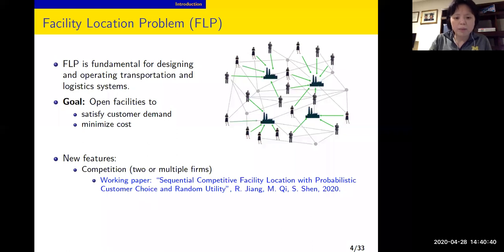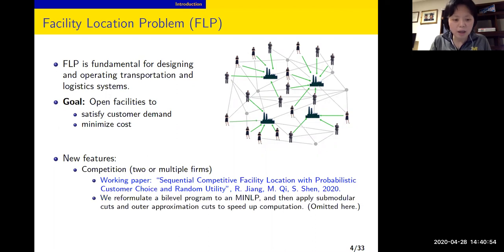In particular, we have a paper related to sequential competitive facility location, where you look at the customer choice as a utility function. There is some uncertainty and also ambiguity related to this utility function that you need to address. In that paper, we formulate the bilevel programming problem into a MILP. Then for solving that MILP, there is a function you can prove is submodular, so you can apply submodular cuts and outer approximation cuts to speed up computation.